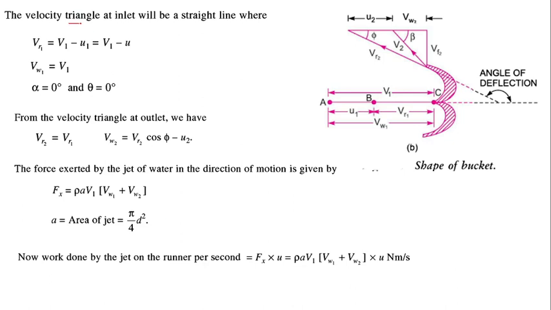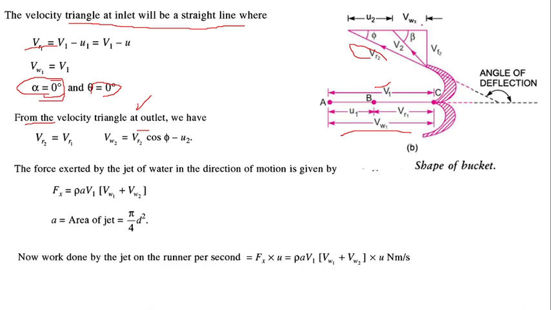In case of the velocity triangle, the inlet will be a straight line, whereas VR1 is nothing but V1 minus U1. VR1 is V1 minus U1, and since the velocity U1 is equal to U2, it is V1 minus U, whereas Vw1 is equal to V1, and alpha is equal to 0, water is striking at 0 angle, theta is also 0. Whereas from the velocity triangle at the outlet, VR2 is equal to VR1, so there is no loss of relative velocity.